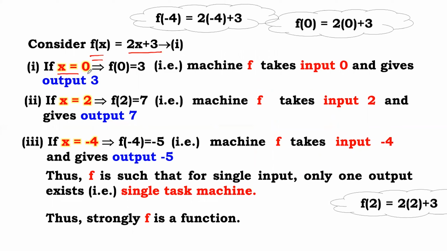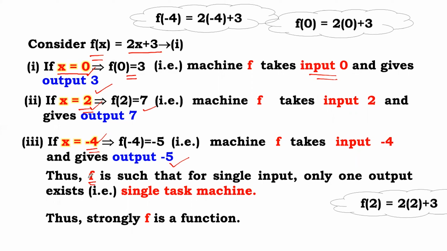If we are putting the value of x equal to 0, at 0 we are getting 3, right? So input is 0 and output you are getting is 3. Second case, input is 2, output you are getting is 7. And if you are putting any value like -4, when you are putting -4, you are getting -5.